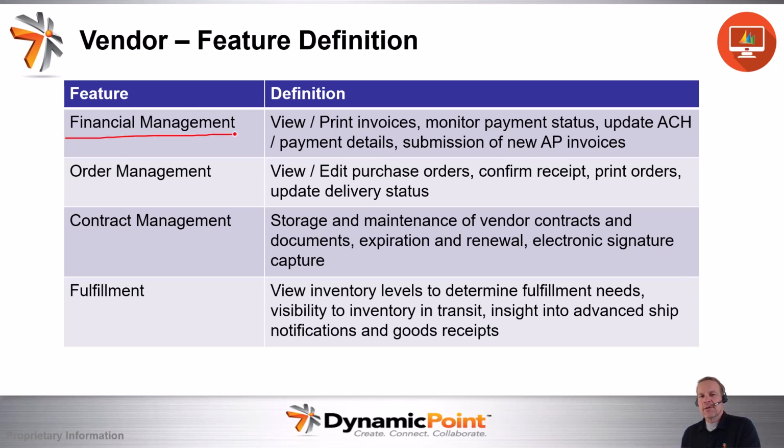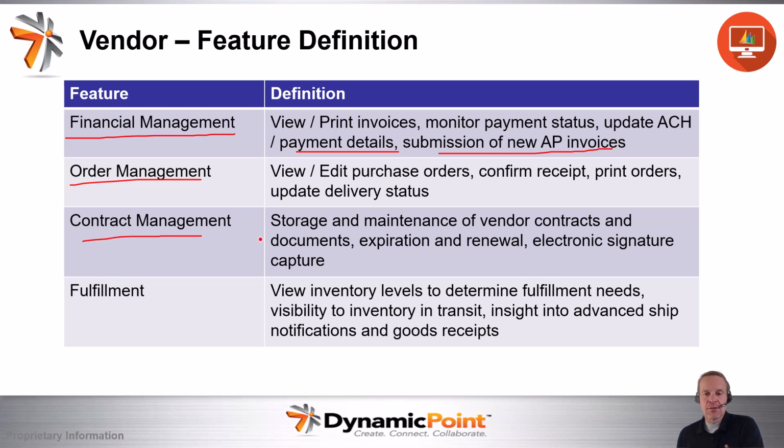So financial management from a portal perspective is the ability to view your invoices, print them, monitor payment status. Again, a vendor looking at whether or not they're going to be paid soon, and if they have, when they could expect that payment. Updating ACH and payment details such that they could receive timely payment, as well as submission of new invoices. Order management from a vendor portal perspective is viewing, editing purchase orders, confirming receipts, printing their orders, updating delivery status, any collaboration you want to have with that vendor based on the orders or the purchase orders that are assigned to them.